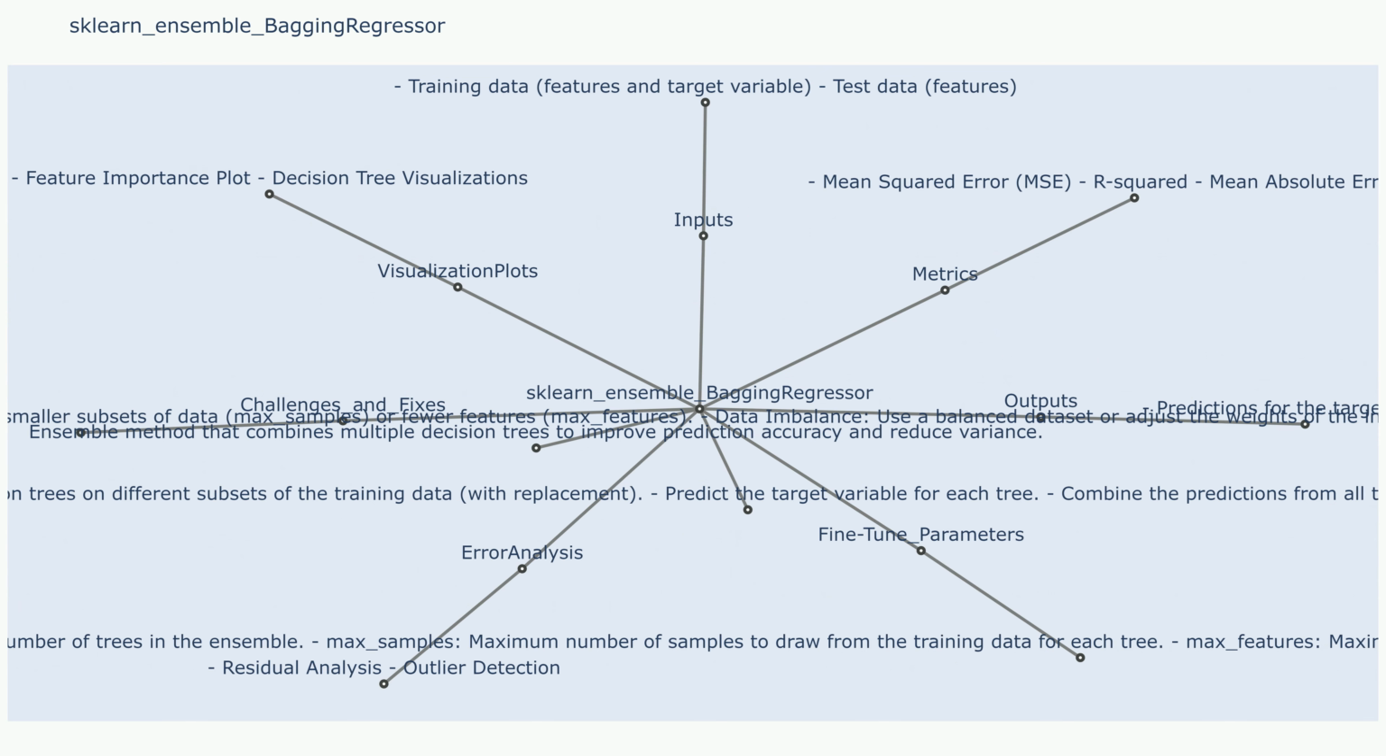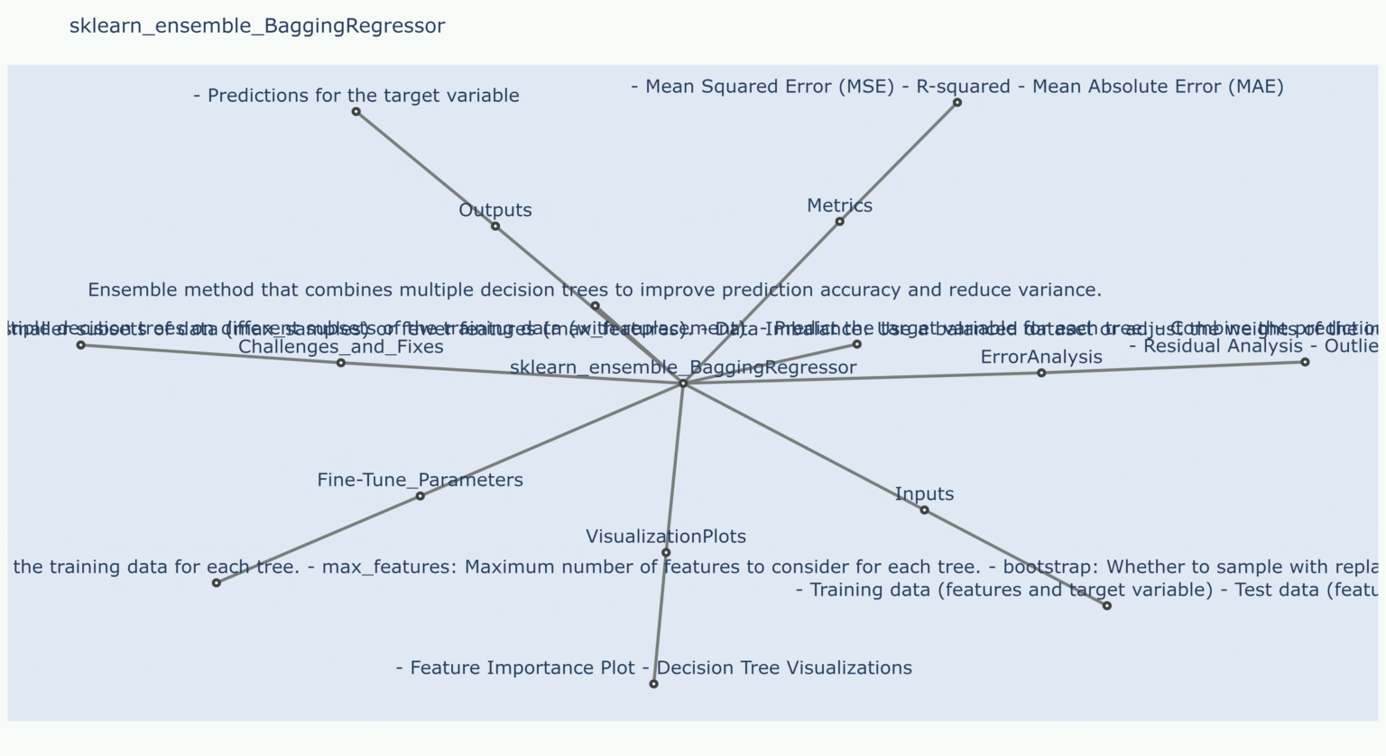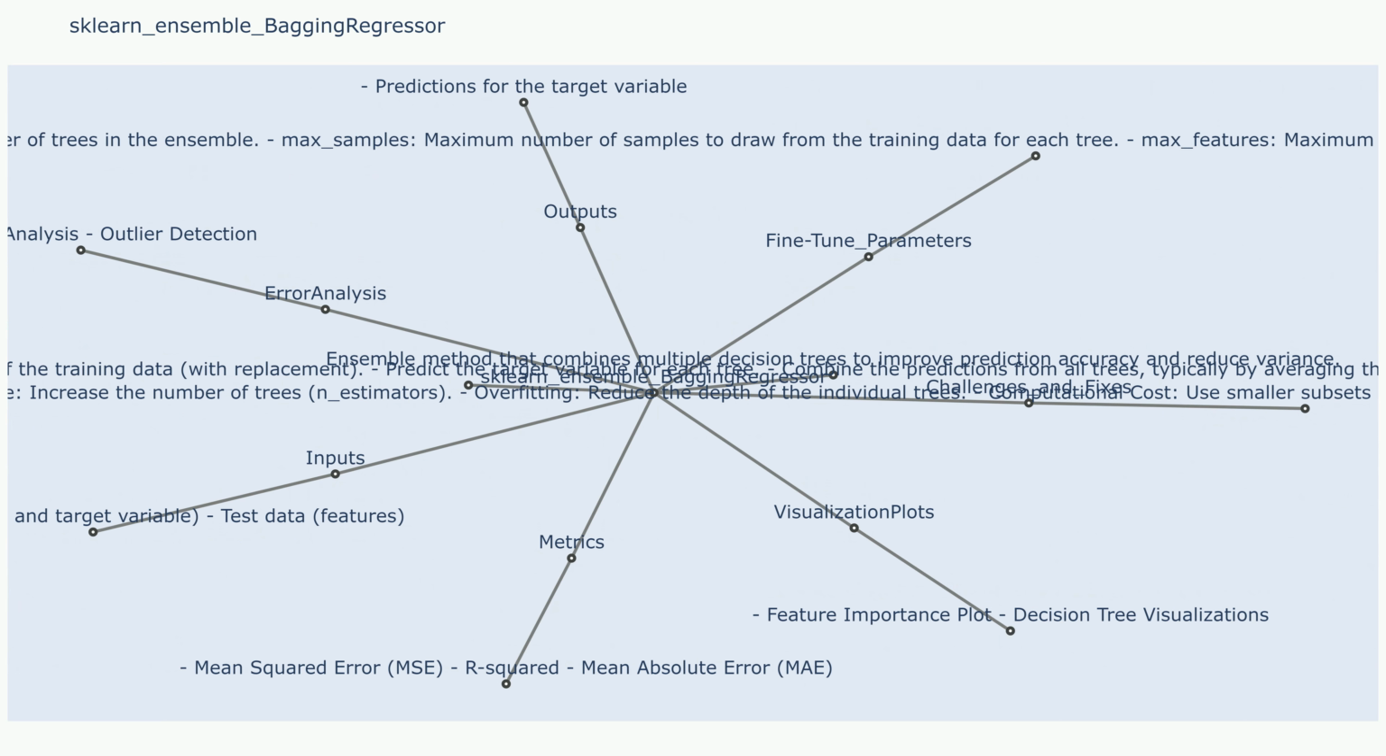Bootstrap. This parameter controls whether to use bootstrap sampling when creating each decision tree. If set to true, each decision tree is trained on a random subset of the samples with replacement. Bootstrap features. This parameter controls whether to use bootstrap sampling for features when creating each decision tree. If set to true, each decision tree is trained on a random subset of the features with replacement.